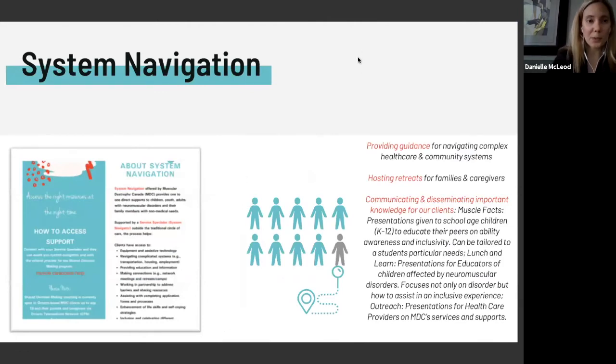So system navigation, what does that really mean? As we know, we will go through many different systems living with a neuromuscular disorder. We talk about being able to help. Our service specialists are here to walk alongside you to help you navigate these systems, whether that be the complex systems that are out in our communities, such as school, employment, sometimes transportation, housing, whatever needs you experience living with the neuromuscular disorder, so that we can make sure that you are able to achieve your desired goal or what you desire to set out to accomplish.